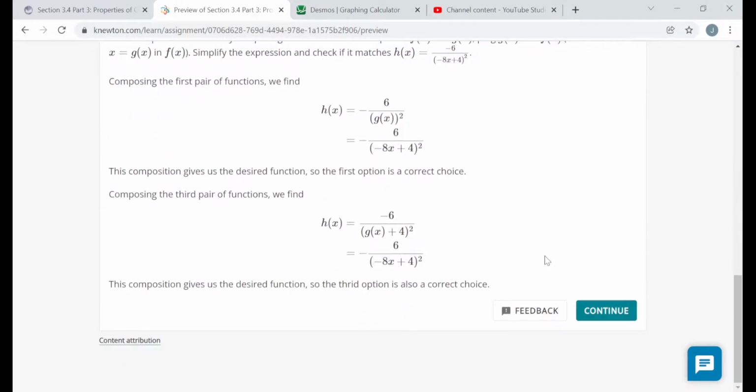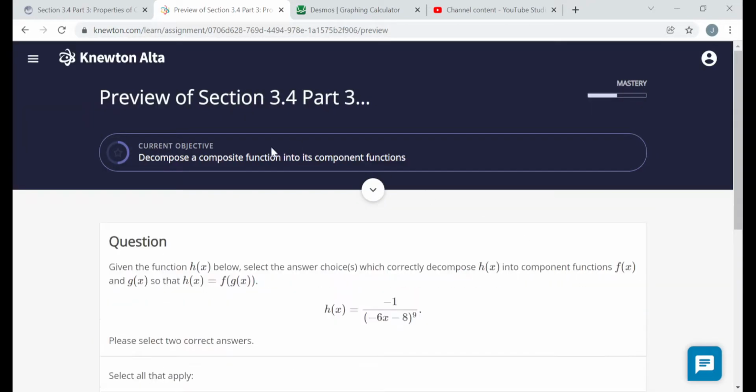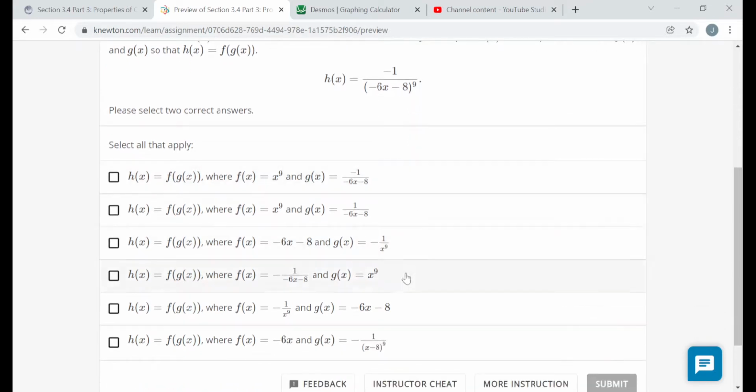I'm just going to talk these all out. One more like this. If I have negative 1 over x to the 9th for f, and then negative 6x minus 8 for g, that'll work. But also if I had negative 1 over x minus 8 to the 9th, and then g was negative 6x, it doesn't look like any of these work. This would work, because negative 1 to the 9th power is still negative 1. And then you'd have the negative 6x minus 8 to the 9th in the denominator. So that one works as well.